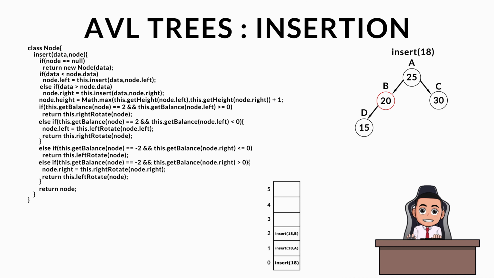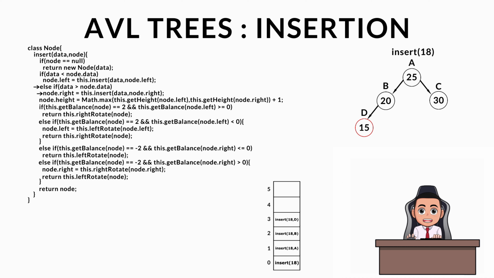Executing our insert method, is node null? No, it's not. Is the data we're trying to insert less than the data of the node we're currently at? Yes, it is. So we continue our search down the left subtree. So let's push this on top of the stack. Executing our insert method, is node null? No, it's not. Is the data we're trying to insert less than the data of the node we're currently at? No, it's not. Is the data we're trying to insert greater than the node we're currently at? Yes, it is. So we continue our search down the right subtree.